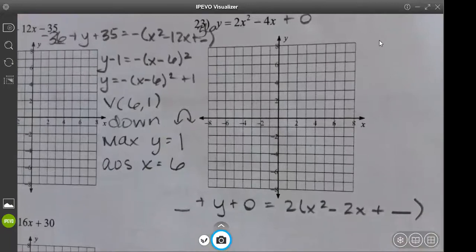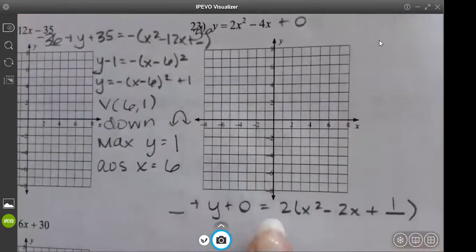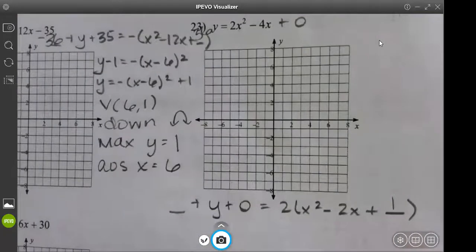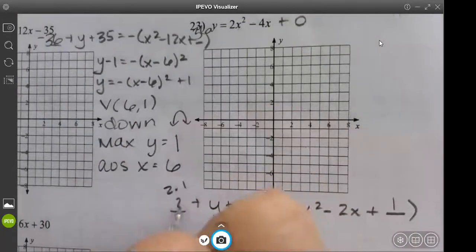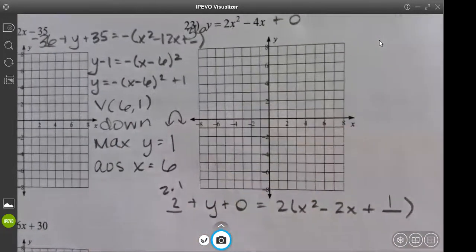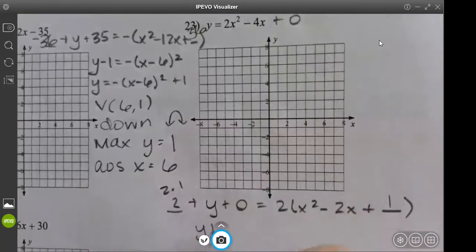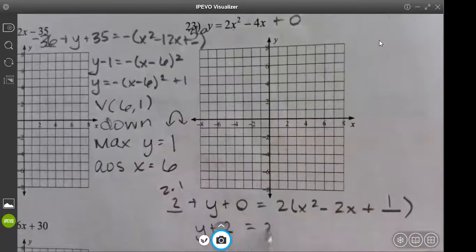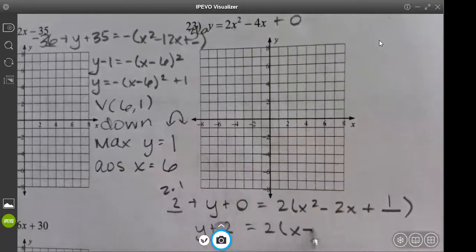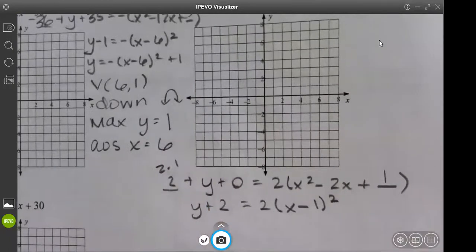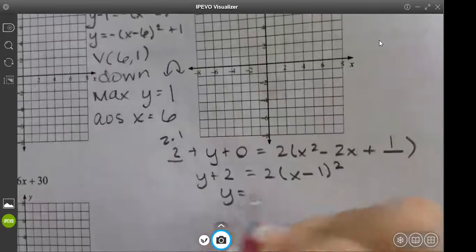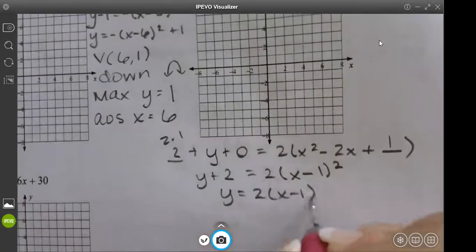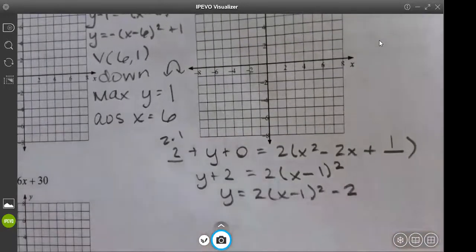Fill that in. 2 divided by 2 is 1, squared is 1. What you took out times what you put in gives you a 2 over here. Clean this up. 2 plus 0 is 2. Rewrite it. 2 times (x minus 1) squared. Subtract your 2 over. So y equals 2(x minus 1) squared minus 2.